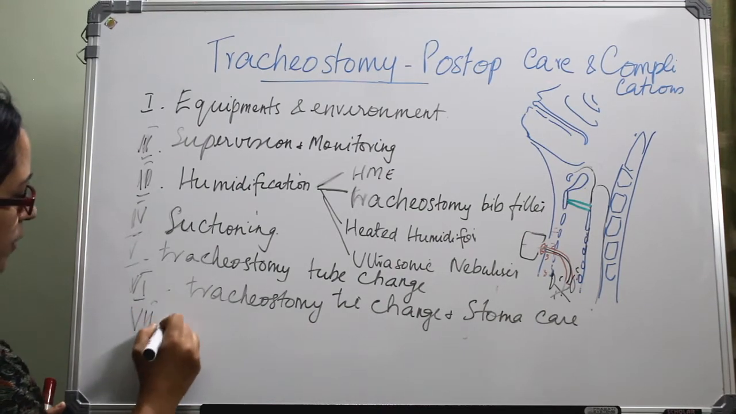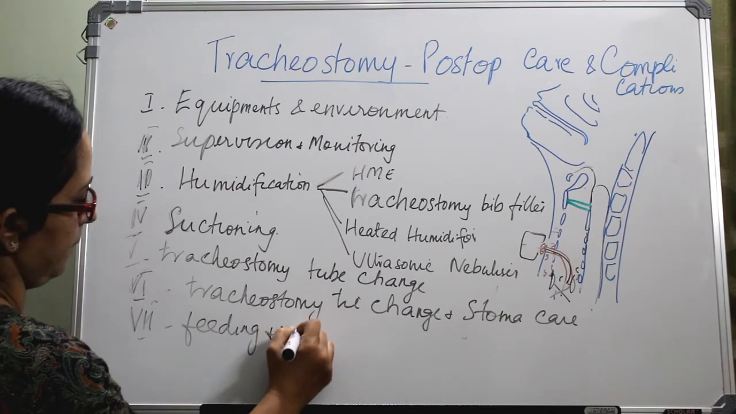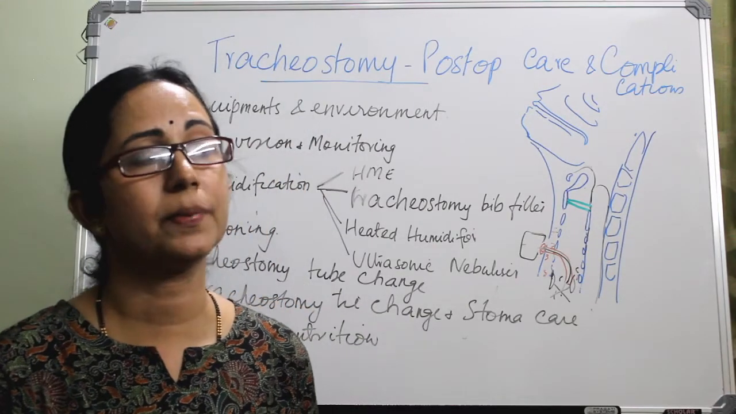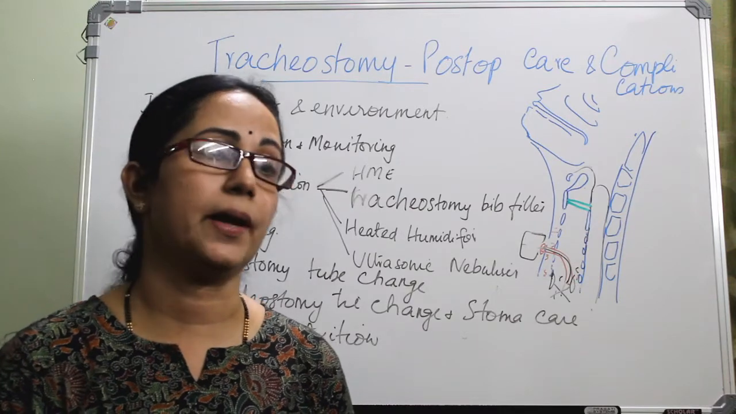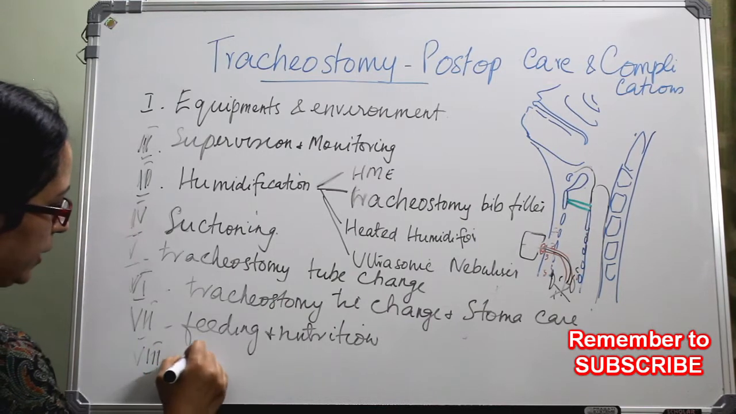The 7th one, feeding and nutrition. It is better to encourage oral feeds, and if the patient can't do that, start parenteral feeding. Next is oral care.